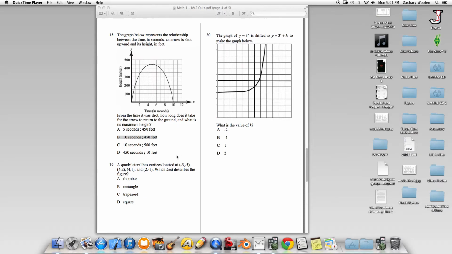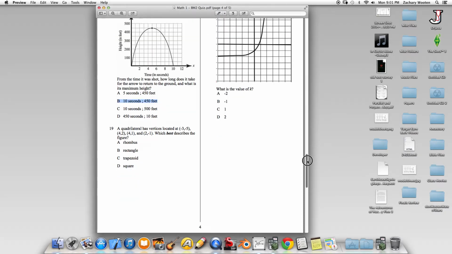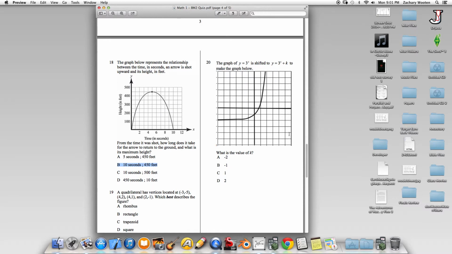We are at the last question of the benchmark quiz. Question number 20. It says the graph of y equals 3 to the x is shifted to y equals 3 to the x plus k to make the graph below. What is the value of k?